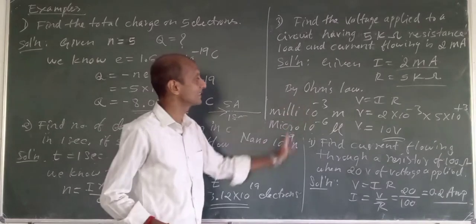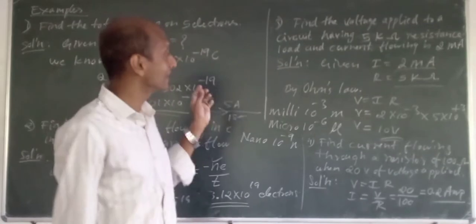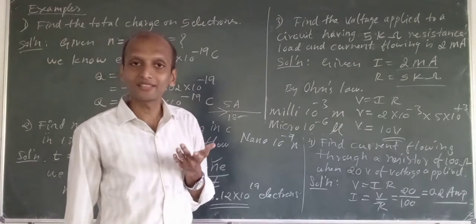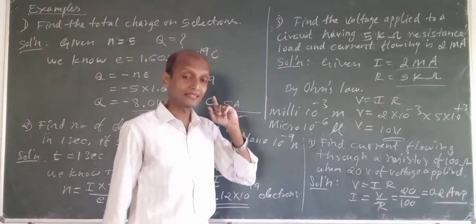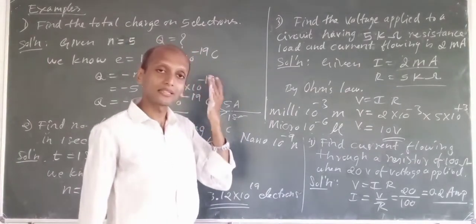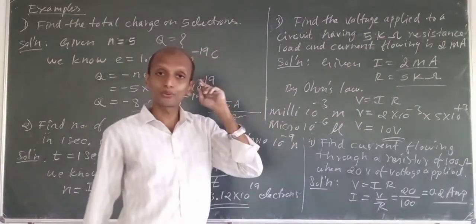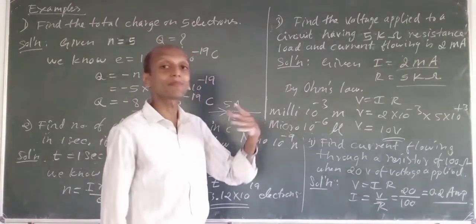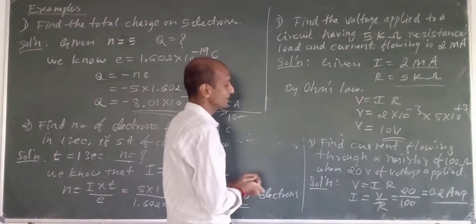The multipliers are given some names so that we can identify them and write the representation in a very brief manner. Milli is 10 power minus 3. Whenever we come across milli, we should keep in mind that the multiplier is 10 power minus 3. Whenever we go for micro, it is 10 power minus 6. Whenever nano comes, it is 10 power minus 9.